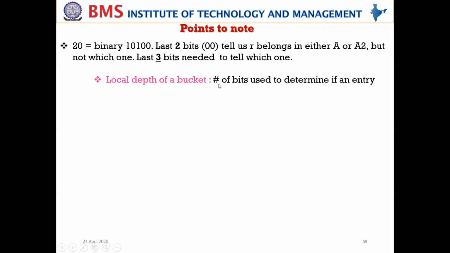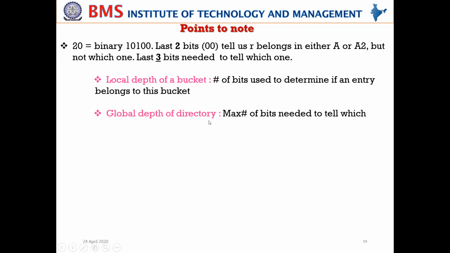So local depth of the bucket. Now you should be in a position to understand what exactly the local depth of a bucket is. Local depth of the bucket is nothing but the number of bits used to determine if an entry belongs to this bucket. Whenever I want to distribute the records among the buckets, you need to tell how many bits of address I need to use in order to tell which bucket that particular entry should go into, right? The number of bits you use to determine which bucket an entry belongs to is nothing but local depth. Similarly, what is your global depth?